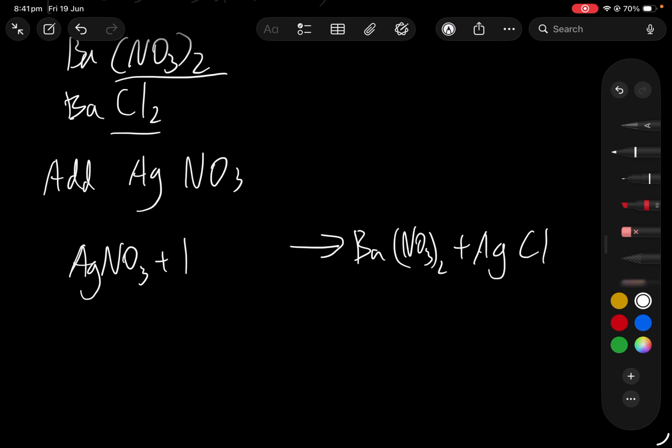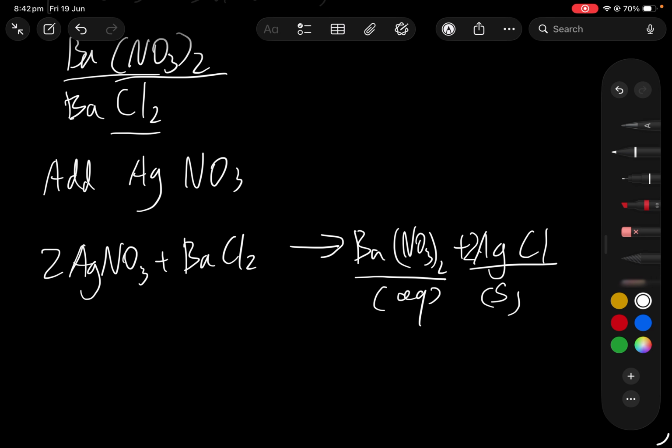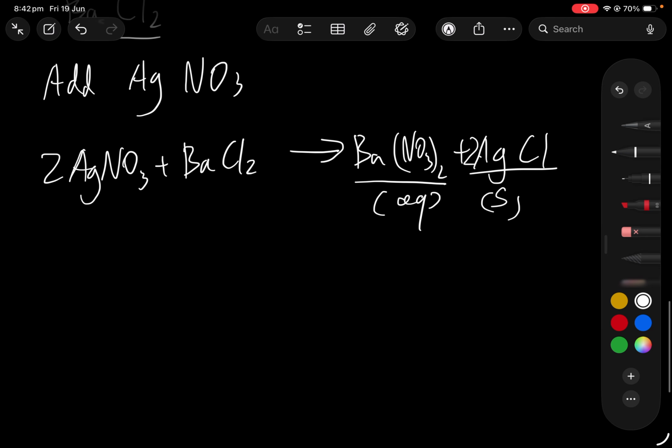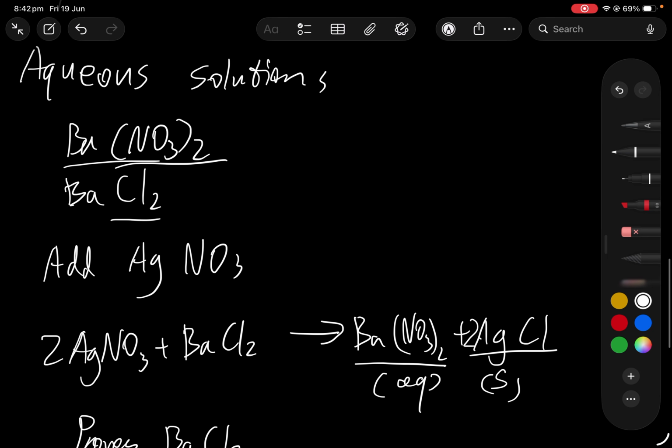AgNO3 plus barium chloride becomes that. So that is right here, and that is aqueous, and that is the precipitate. So this is solid. Let's balance it, because why not? So this is double, and this is double. And that means this proves that barium chloride exists in the solution.